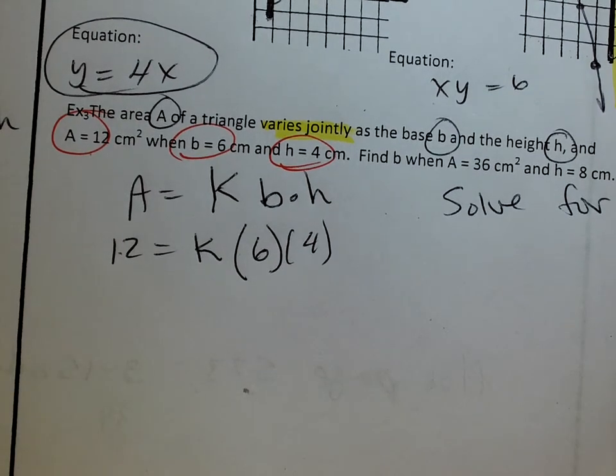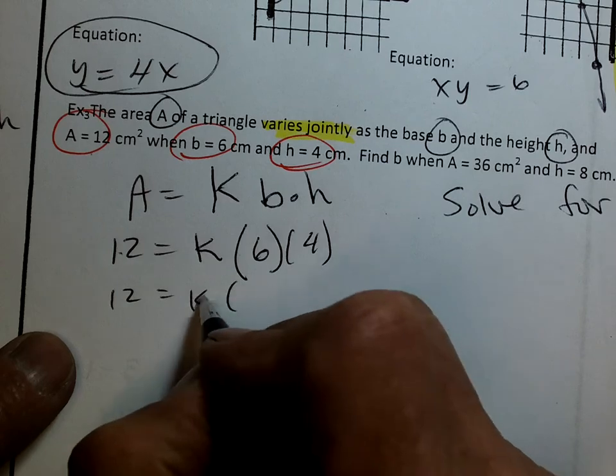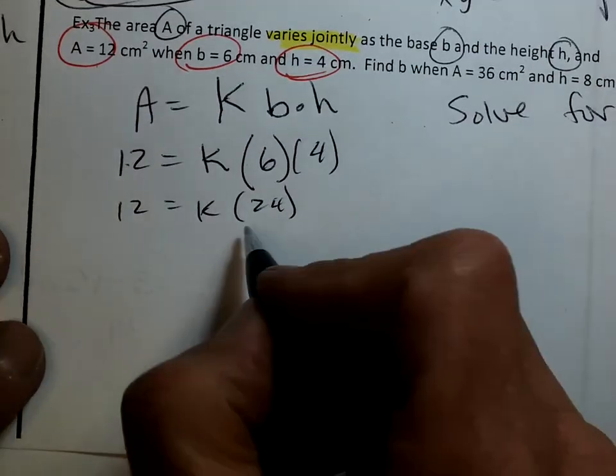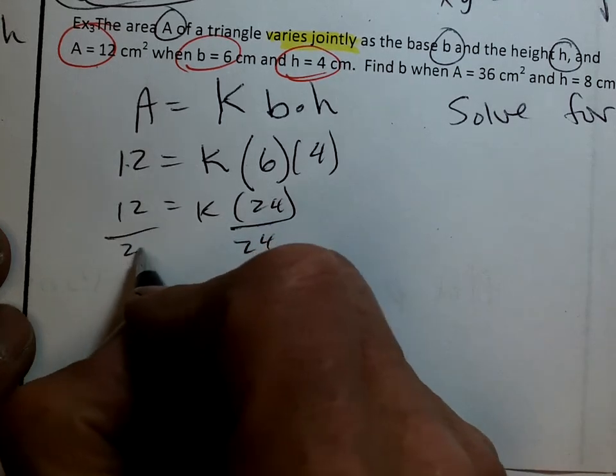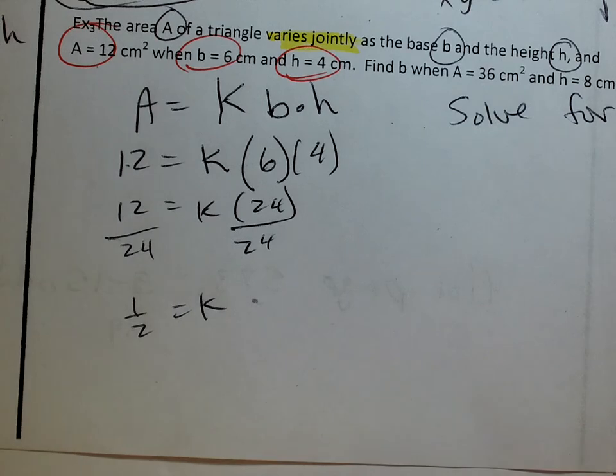Now K is 1/2, but we're going to see it, right? We already know the formula, but let's just prove it, okay? So 12 is equal to K times 24, right? Divide by 24, divide by 24. 12 over 24 is 1/2, okay? So I just showed or proved something we already knew, but I wanted to show you how it works.